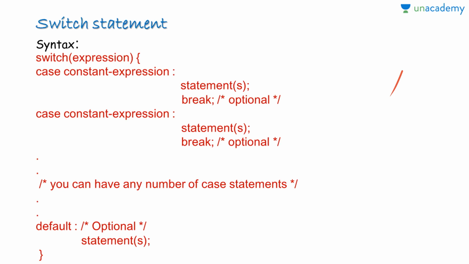The if-else-if ladder allows us to execute a block of code among many alternatives. We'll be checking more than two conditions. But if you are checking the value of a single variable in if-else-if, it's better that we use a switch statement. And also the syntax of the switch statement is cleaner and easier to understand.